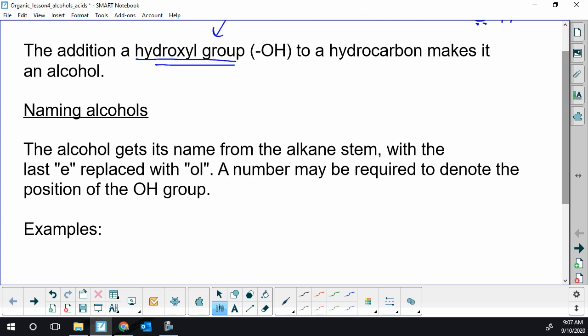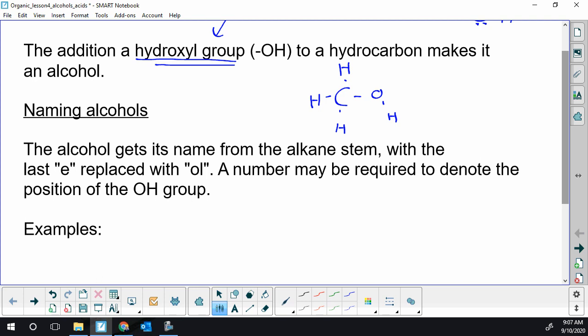I'll throw up a quick example. The simplest alcohol, which would be methanol, would be that guy. So there's the hydroxyl group connected to a carbon, which is, again, very different than this OH being connected to a metal in an ionic interaction.